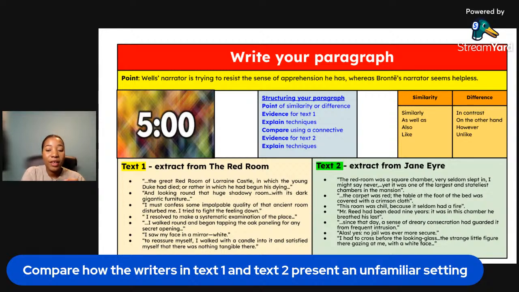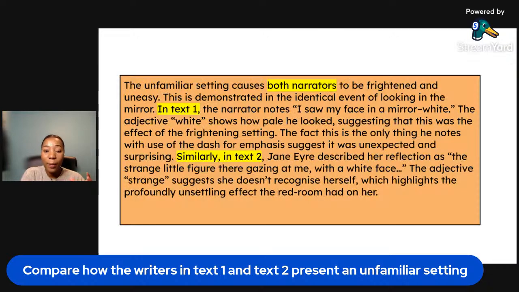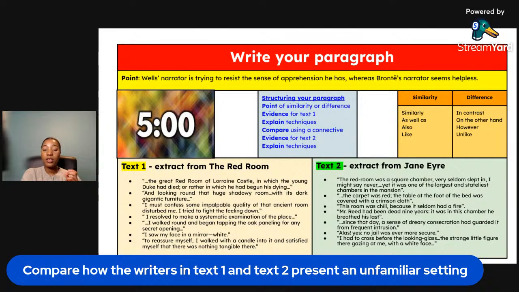So we'll have 5 minutes. I put the question on the screen because I just realized it wasn't there. Just to remind you: compare how the writers in text one and text two present an unfamiliar setting. That's important because you want to make sure that you're referring back to the question. Although I talk about the narrators, I do link back to the setting. Unfamiliar setting is in my very first sentence, and I refer to the frightening setting for text one. So remember to link back to the question.